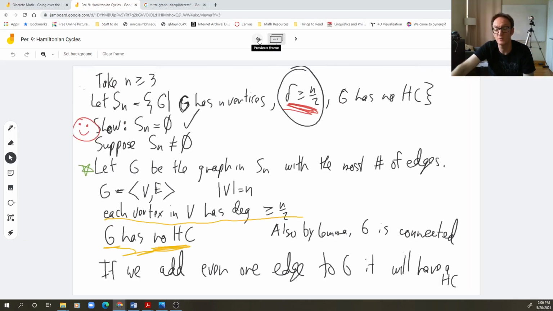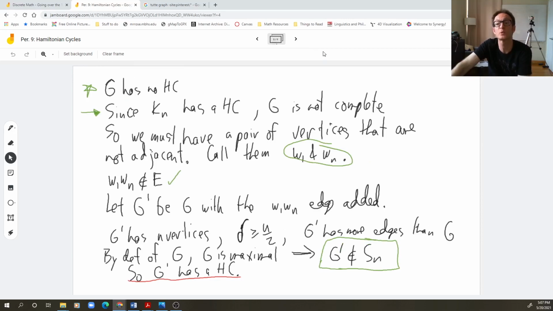How did we add an edge? We added an edge between two vertices that are not already connected. We know there must be a pair of vertices which are not already connected because the complete graph does have a Hamiltonian cycle. Since this graph G doesn't have a Hamiltonian cycle, it's not the complete graph, so there must be at least a pair of vertices with no edge between them. Let's add an edge between those two vertices, and we called that new graph G prime.